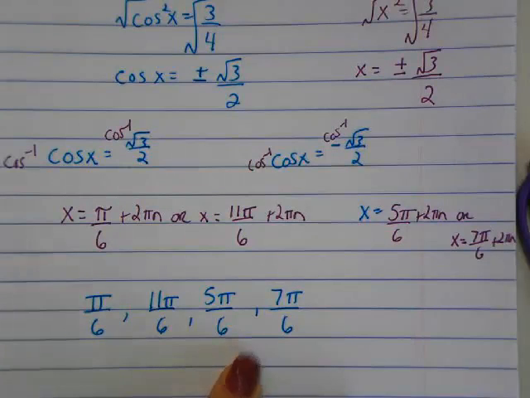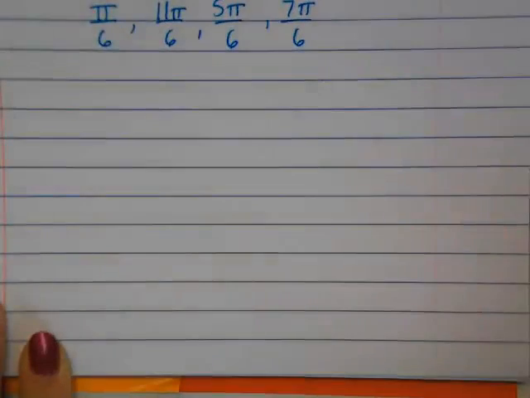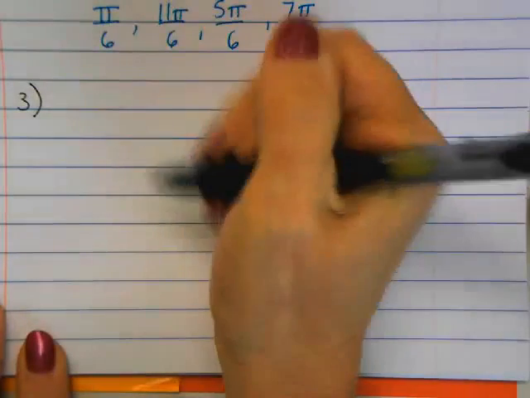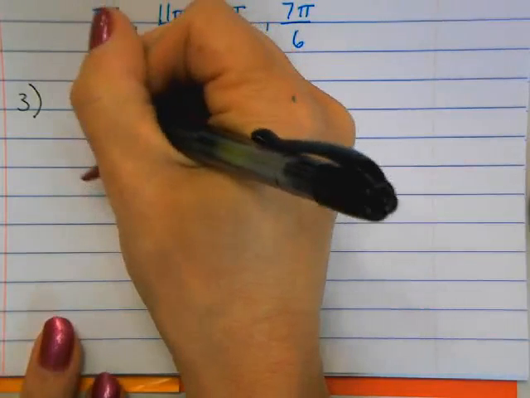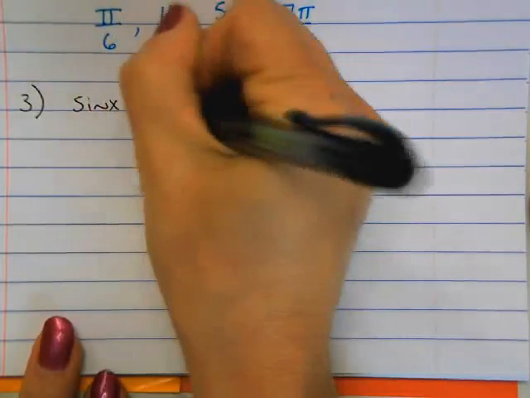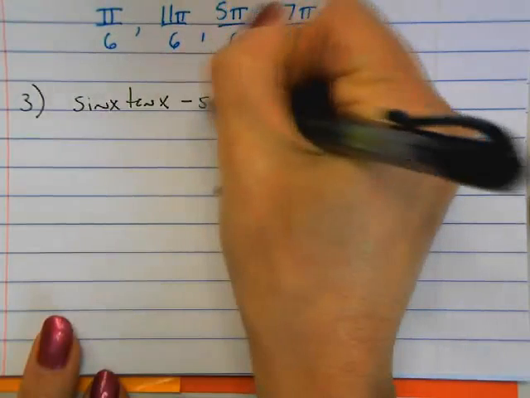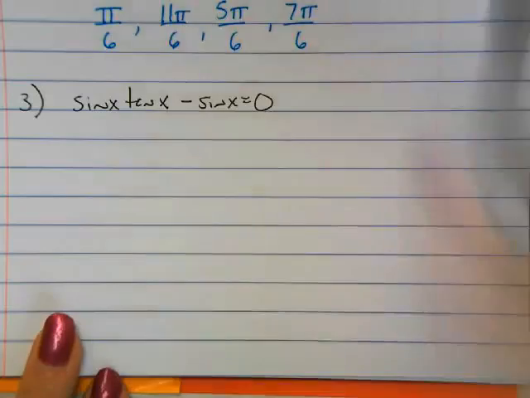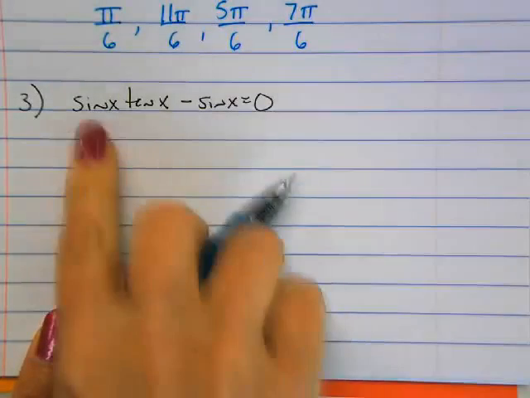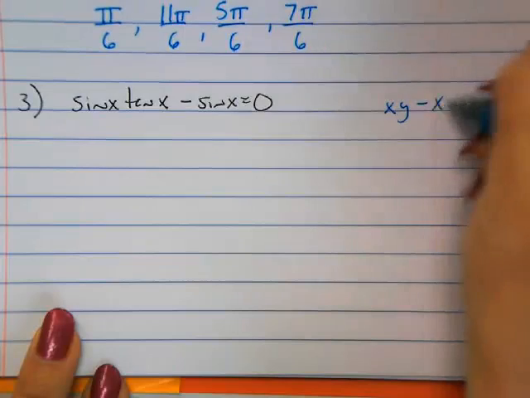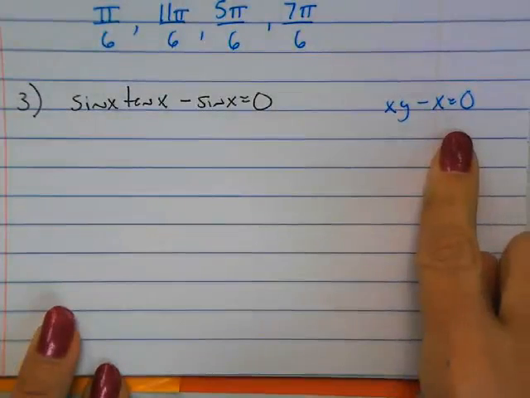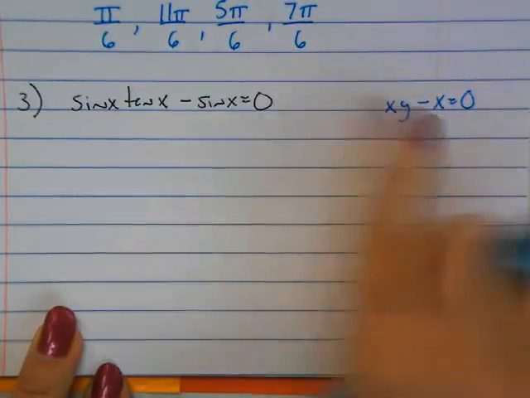Okay, let's try one more, and then we're going to talk about what to do when you need to use your double angles and things like that. So let's say I have sine x tangent x minus sine x equals 0. If you're stuck, you could write xy minus x equals 0 and say, how would I do that? Well, I'd factor out an x. So here, can I factor out a sine?